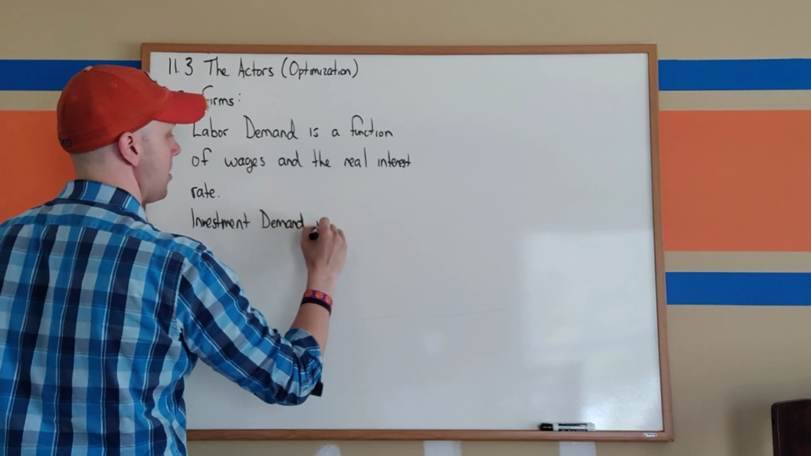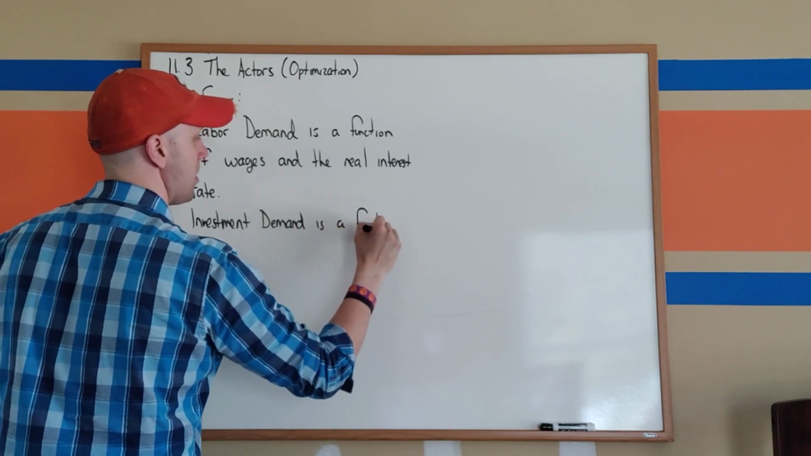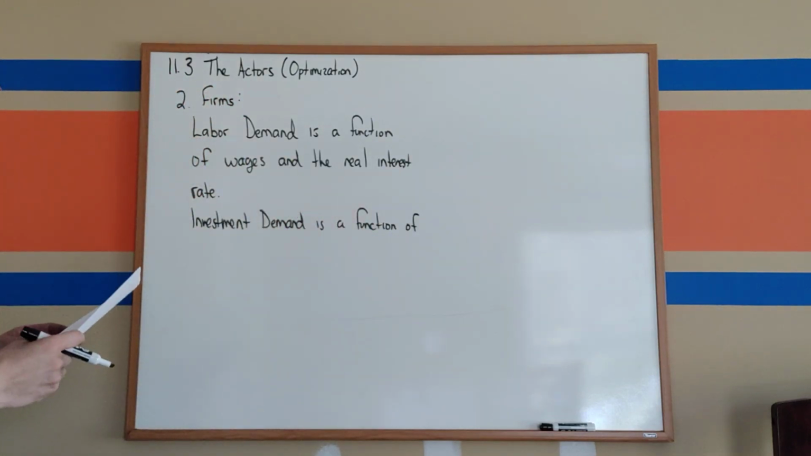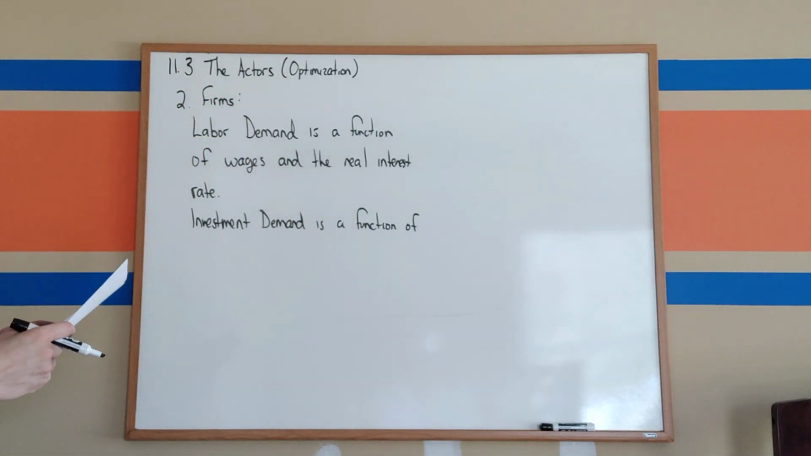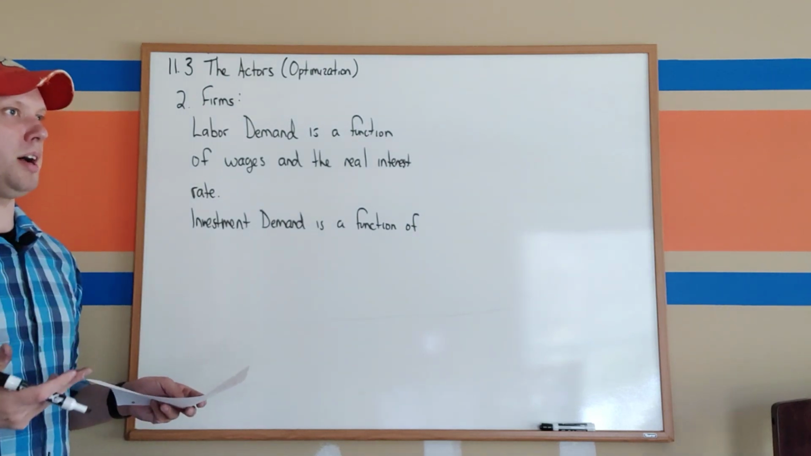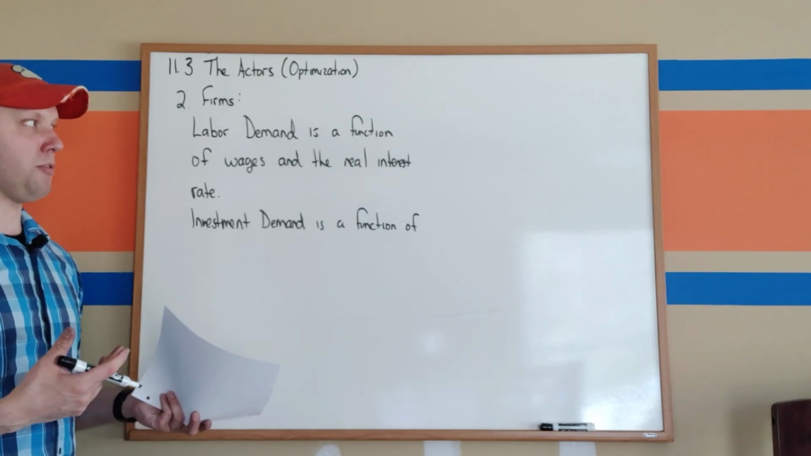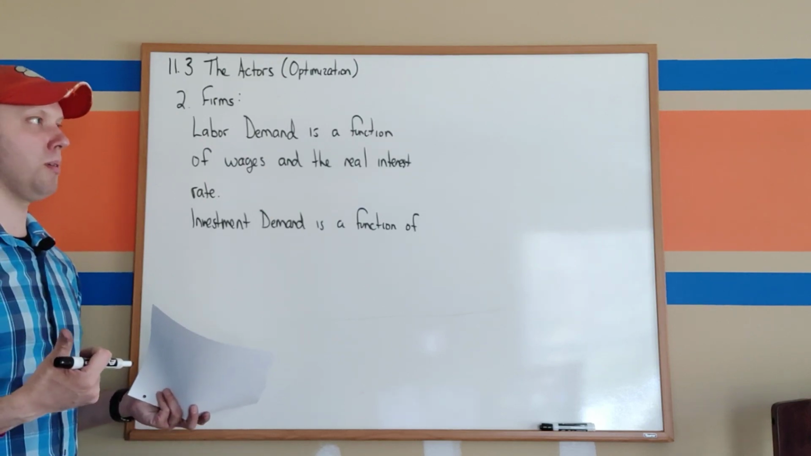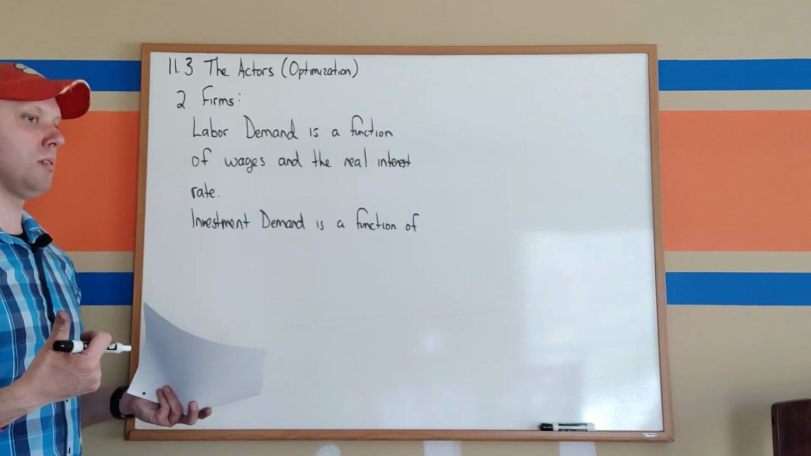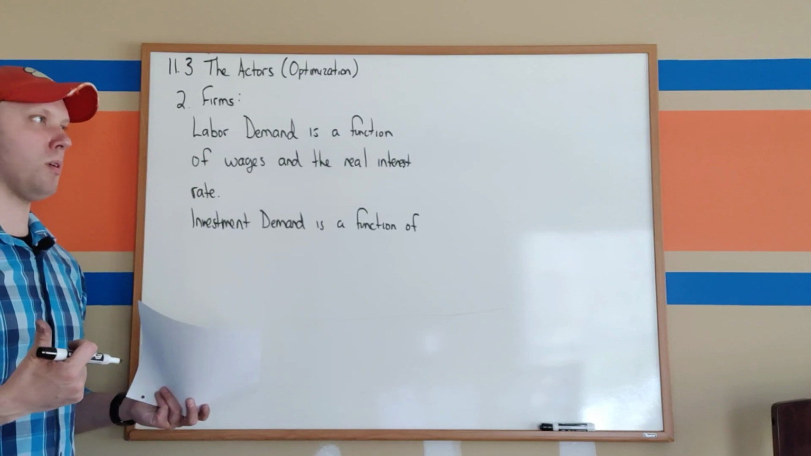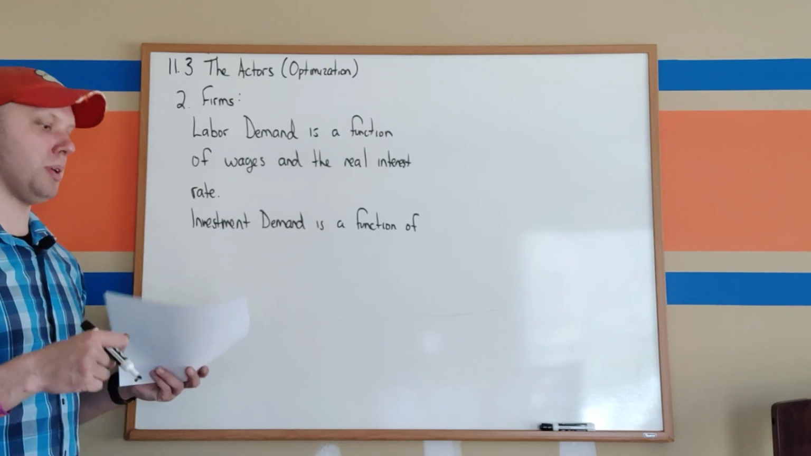There's also investment demand. Labor demand is a function of wages and the real interest rate. Why is it a function of the real interest rate? Well, because the firm produces using labor and capital. If you were to increase the price of one, you're going to be affecting the amount of the other that you're going to want to use. Therefore, if the real interest rate were to go up, the cost of using capital becomes relatively more expensive than the cost of using labor. Therefore, the firm will use a little bit more labor and a little bit less capital.